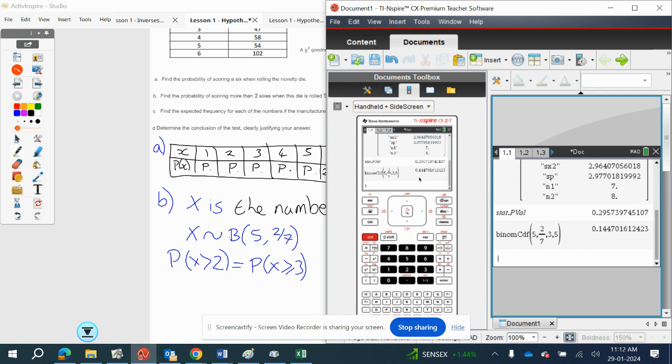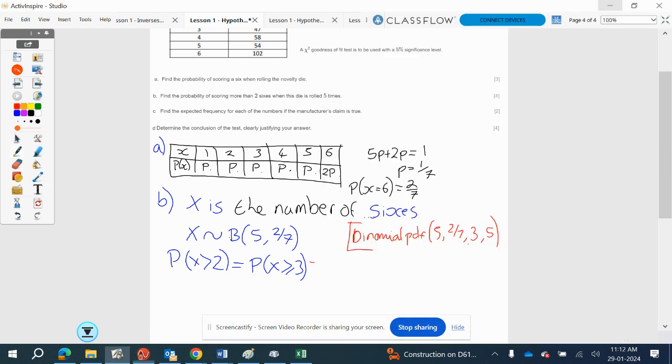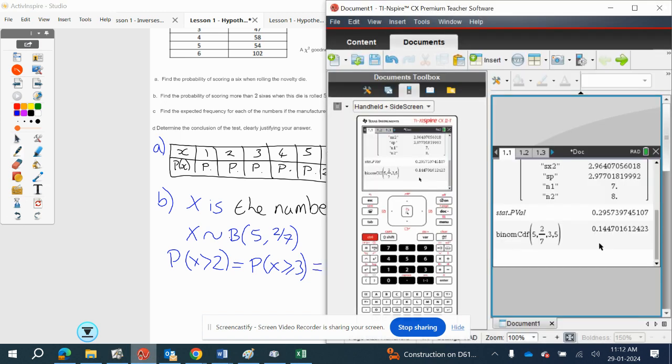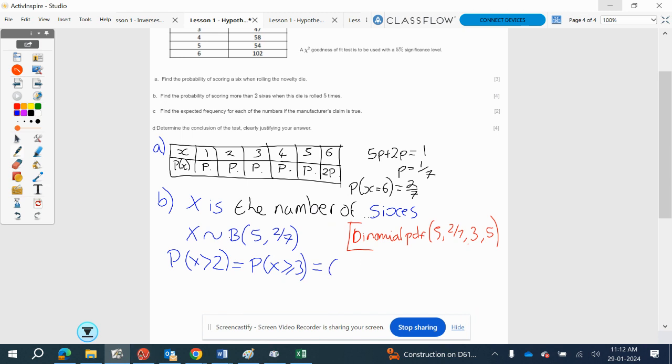What's this to 3 significant figures? 0.145. Because it's 2 significant figures, it's just embarrassing. So you have to split the figures, which equals 0.145.